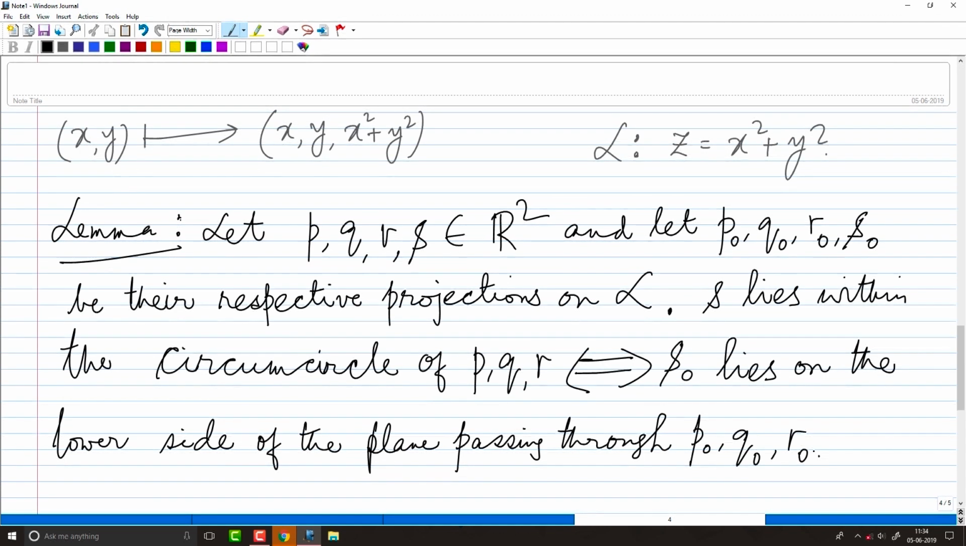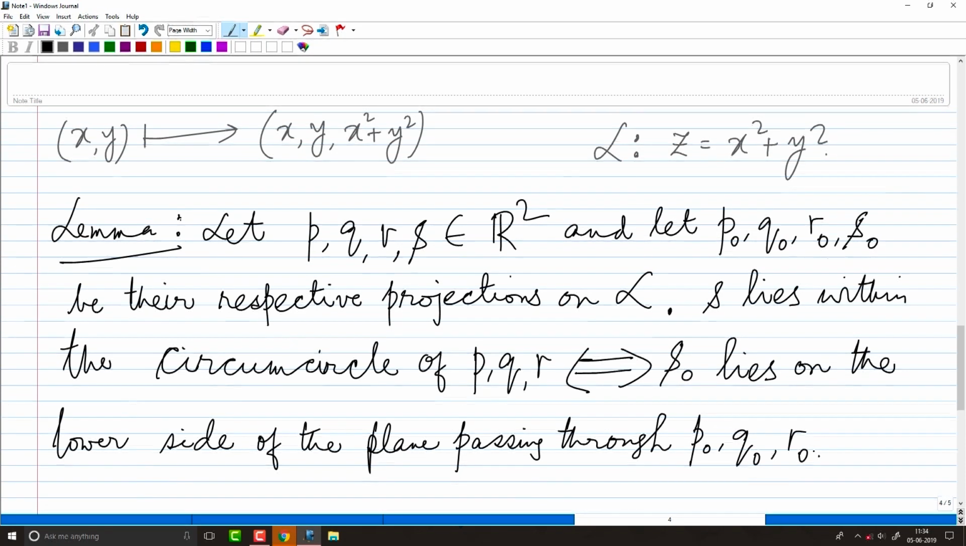First just look at this statement. So, I am saying that there are 4 points on the plane, and let this P naught, Q naught, R naught and S naught be their projections onto this unit paraboloid, that is hinged at the 0 0 of x y. And so, what I am trying to do is to show you an if and only if relation between S lying within the circumcircle of P Q R and S naught lying below the plane.